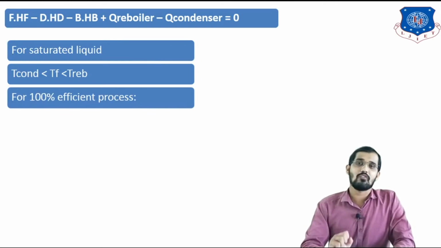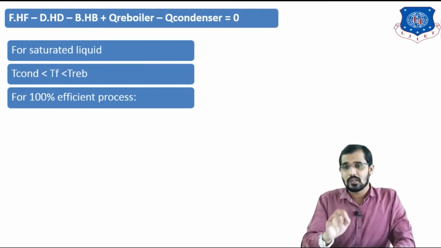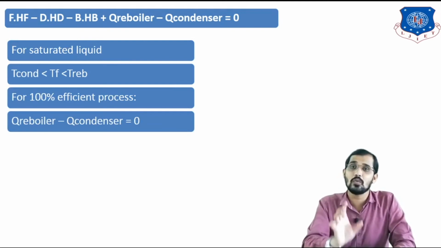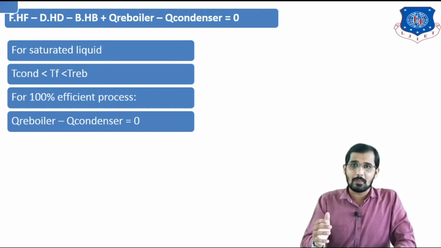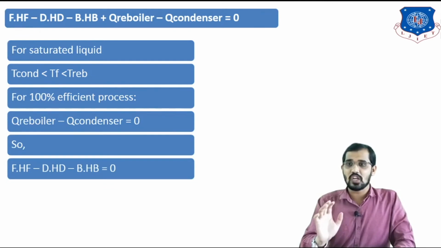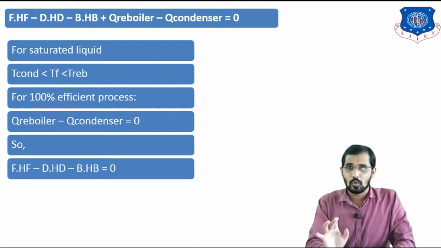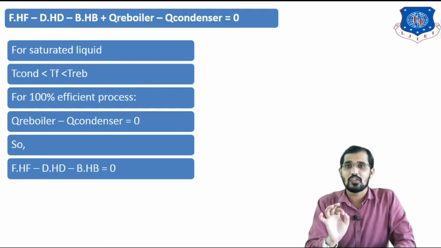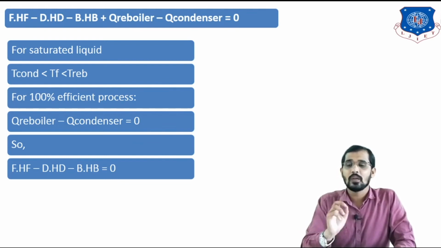Now for a 100% efficient process, which is not possible practically, okay, but if it were possible, then at that condition you can see the material balance has this condition that Q reboiler minus Q condenser is equal to 0. So this value is 0. The modified equation of the material balance is like this: FHF minus DHD minus BHB plus 0, where that 0 is nothing but Q reboiler minus Q condenser. So finally FHF minus DHD minus BHB is equal to 0, because Q reboiler minus Q condenser is equal to 0. After putting this value in the equation, you will get this equation.